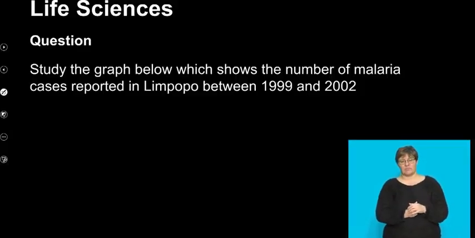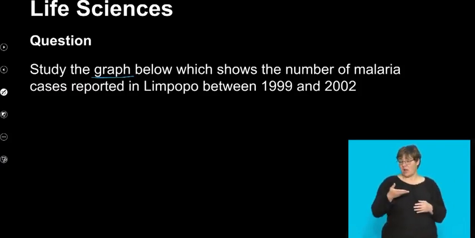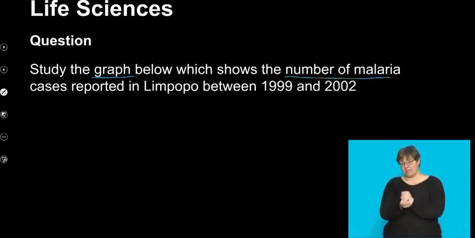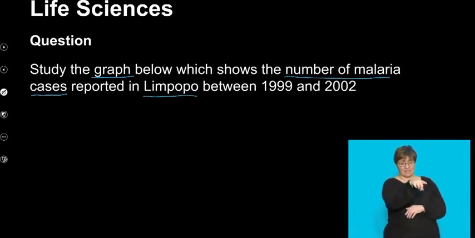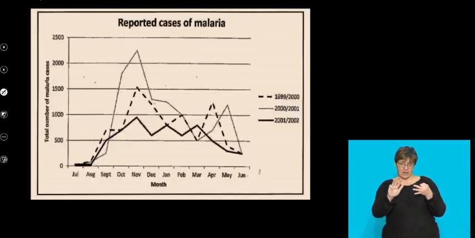All right, guys, let's have a look at the next question. And as we start to read, it says, study the graph. So maybe all the information is there for us, which shows the number of malaria cases. So we're looking at data again, and it's in the Limpopo province here in South Africa, which we know is an area that has ideal conditions for mosquitoes. And we're looking at three particular years.